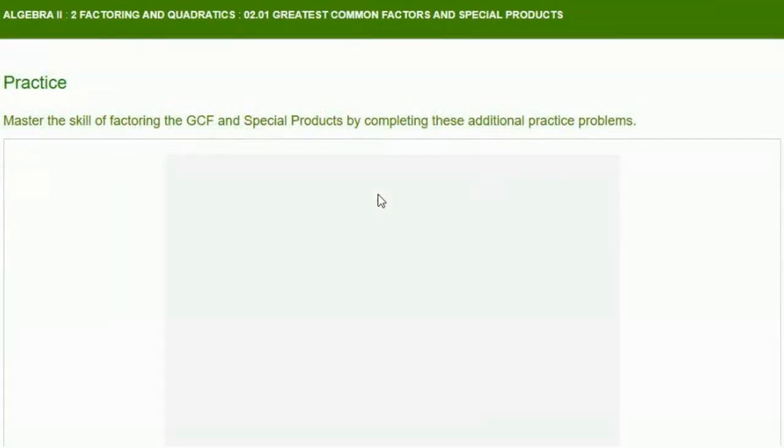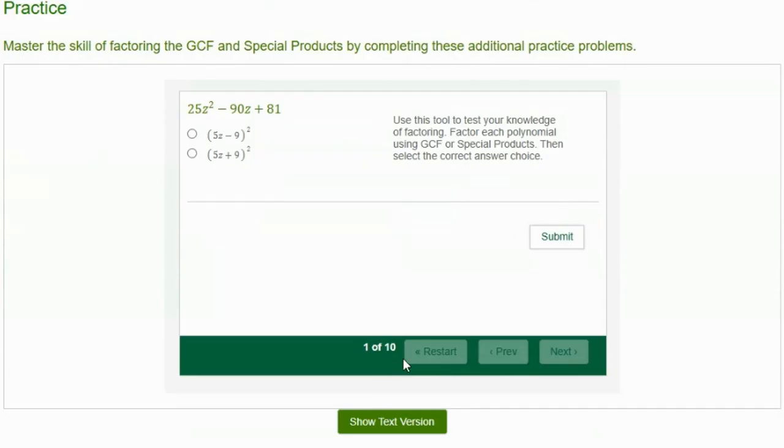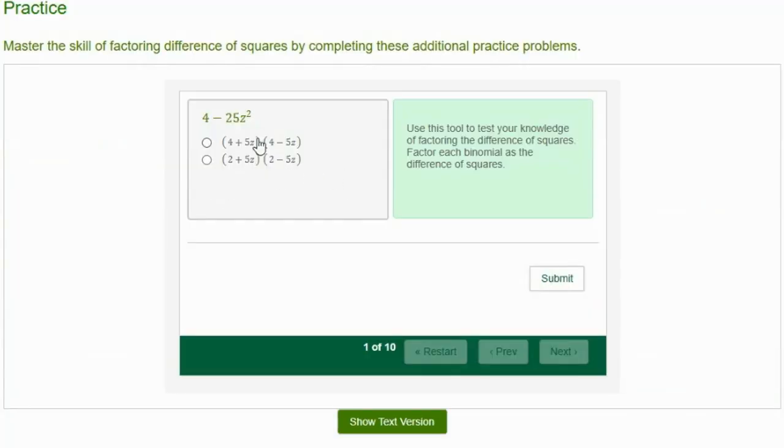Okay, page 7 has 10 problems. Which is this? Is this 5z minus 9 squared? Is it 5z plus 9 squared? Remember, all you have to do is look at the sign of this one. That's the negative one. Go to problem 2. And page 8. Which of these is the factors of that? 10 problems. So they give you lots and lots of practice because these can be tricky to recognize. So they want you to have enough practice to where this gets easy. So it's worth your time to go through these practice problems.